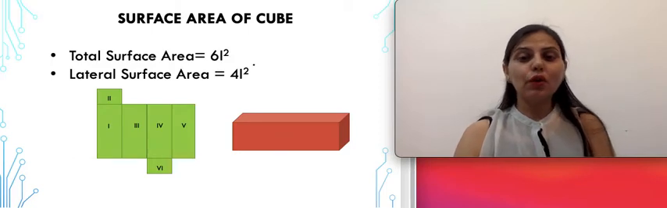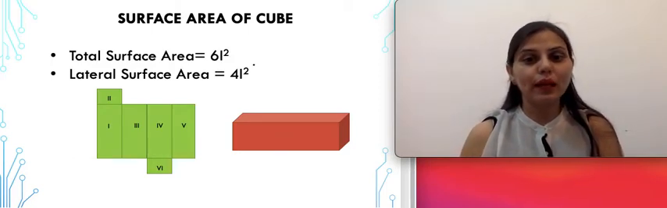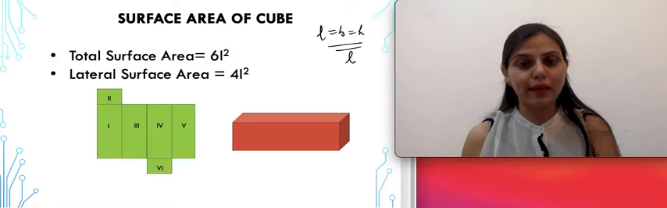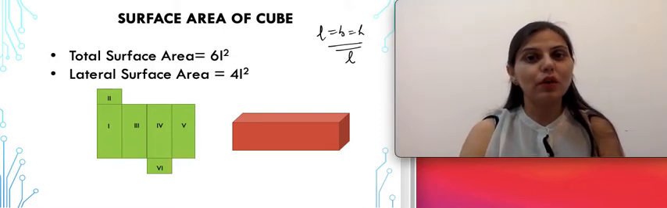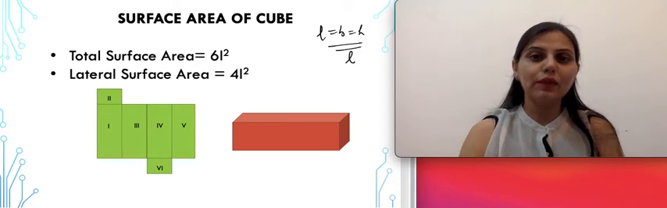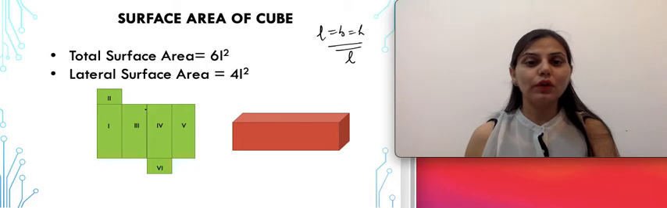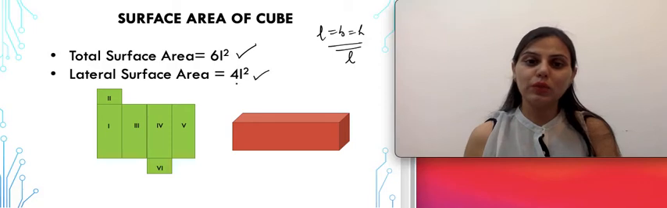The surface area of a cube. Now, since in a cube we know that all the faces are equal, that means the length, breadth and height are all represented by the same symbol. Let us take all of them as L. So if we replace in the first formula, that is the total surface area of a cuboid, the length, breadth and height all by L, then the surface area of a cube will come out to be 6L square, and the lateral surface area of a cube will come out to be 4L square, where L is representing each side of the cube.